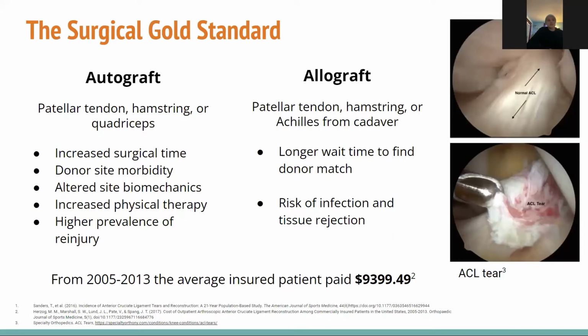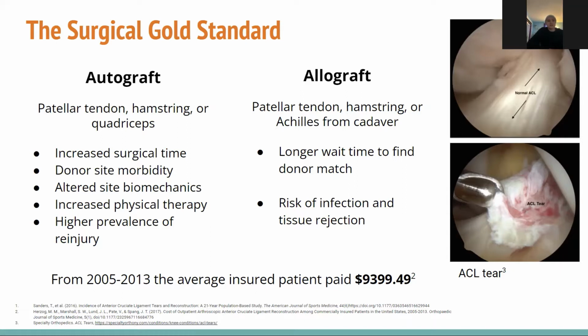The gold standard surgical options are doing an autograft where the patient's own patellar tendon, hamstring, or quadricep is used, or an allograft where the patient receives a graft from a donor's patellar tendon, hamstring, or Achilles. The autograft procedure requires a second surgical site that leads to increased surgical time, donor site morbidity, and altered site biomechanics, as well as causing increased physical therapy to be necessary and a higher prevalence of re-injury up to almost a quarter of all patients.